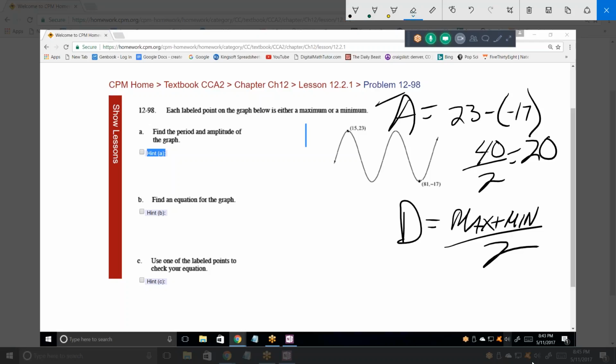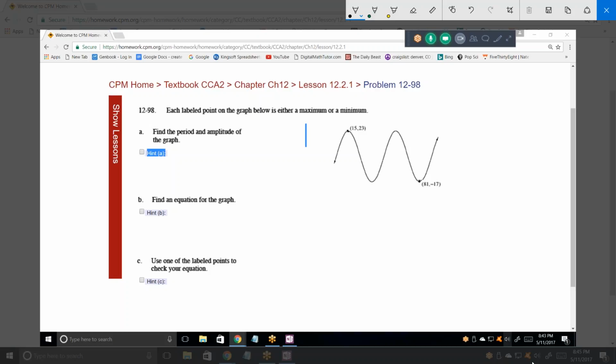Now let's talk about the period. What's the distance from here to there on the x-axis? You don't know, right? No. Okay, so let's figure out the distance between here and here, which we do know. What is that distance? It's 81 minus 15, 66. Now, how many periods is that? 2? Not right.